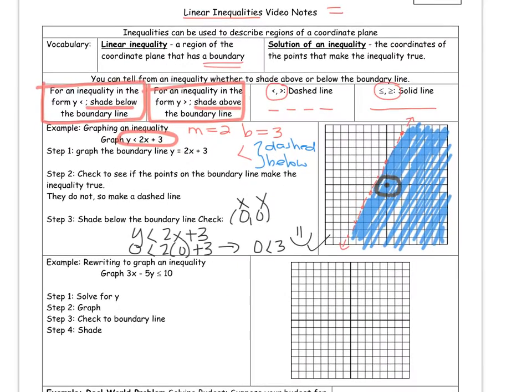So let's go back and take a look. The less than sign means that it's a dashed line, and we're going to shade below.